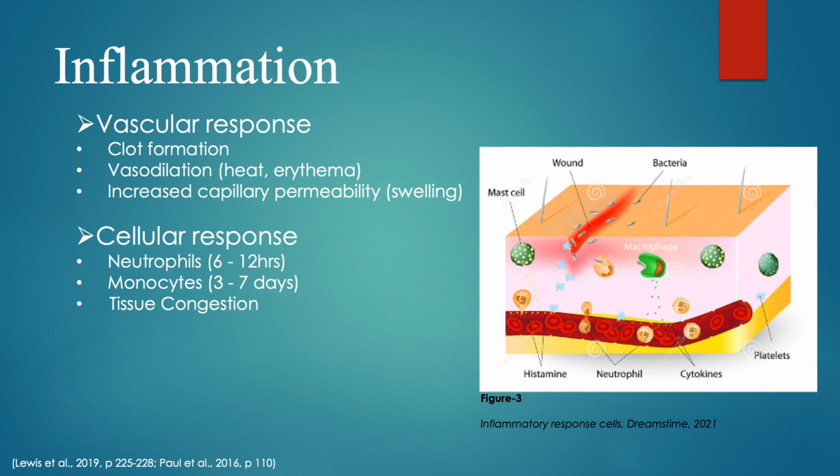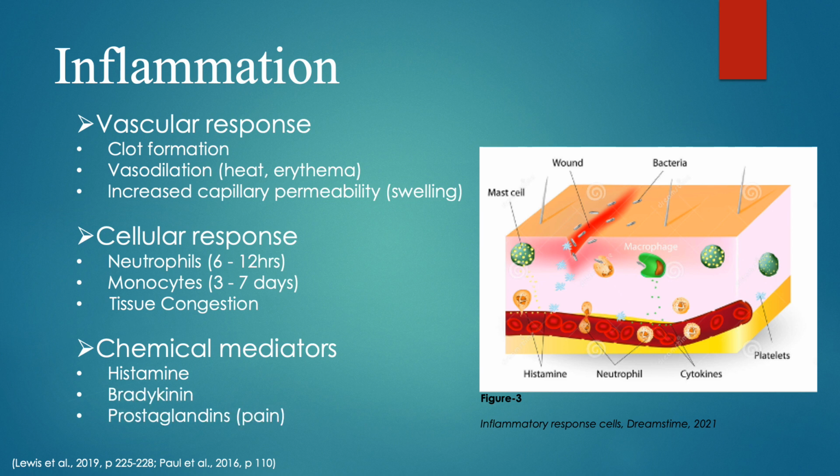Monocytes arrive approximately 3 to 7 days later, and their primary function is to clean up cellular debris. As white blood cells die and accumulate, their debris can form exudate or pus. Chemical mediators such as histamine, kinins, and prostaglandins are also released during injury and are responsible for changes to vascular permeability, vasodilation, and the contraction of smooth muscle, including in the bronchioles.